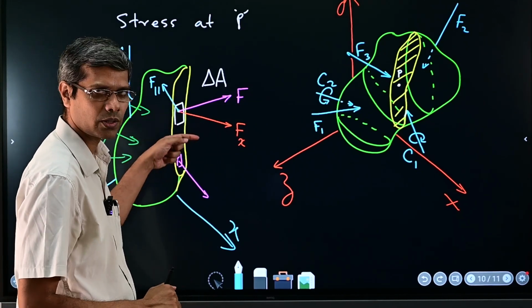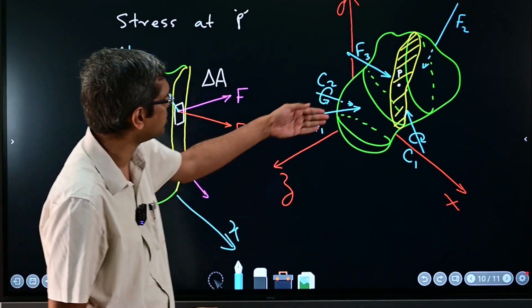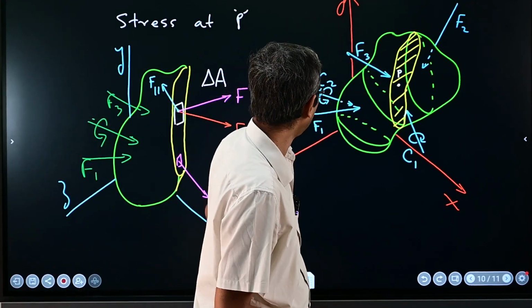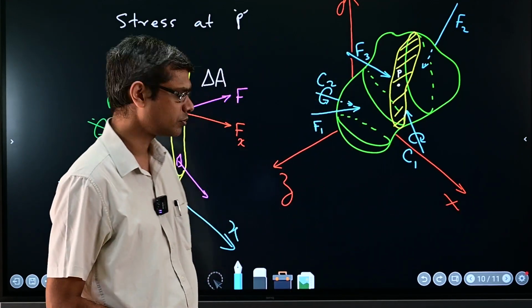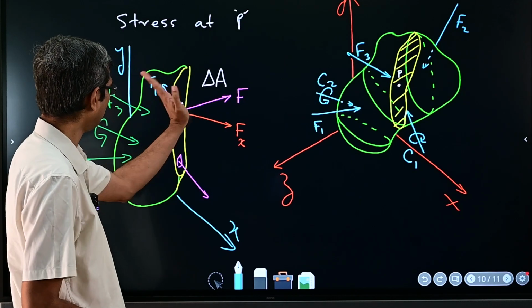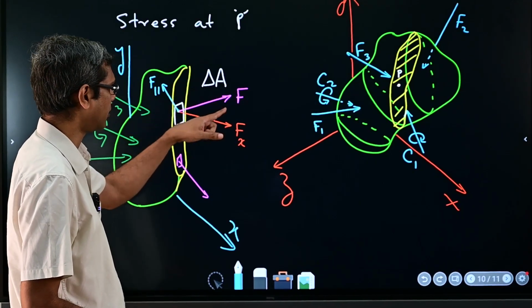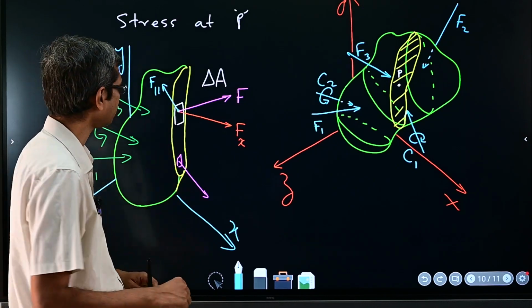So this is perpendicular to the plane, and this perpendicular is known to be the x-axis because we had cut parallel to the YZ plane. So the normal to any area element will be parallel to the x-axis. So this is in the x direction, but this we do not know where it will lie, because this completely depends on the direction of the F in general 3D space, okay.